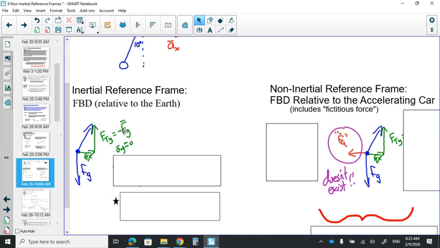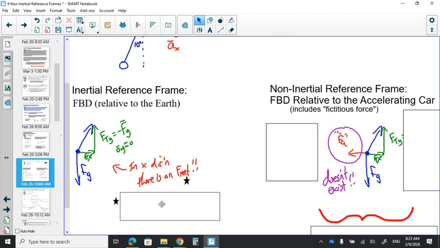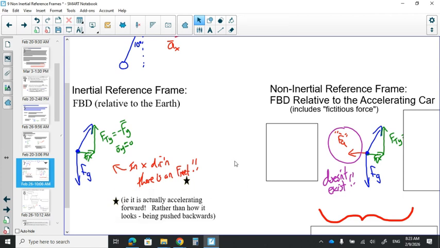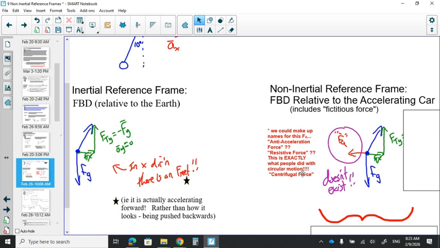Since the acceleration in the y direction is zero, the net force in the y direction is zero, and it would lead to that normal stuff. In the x direction, though, there is a net force and there is an acceleration. So instead, it kind of looks like it's being pushed backwards. Well, in that non-inertial reference frame, you can explain the zero acceleration relative to the car very effectively by saying, okay, there's this applied force backwards, that fictitious force backwards. We could call that force the anti-acceleration force or the resistive force or whatever.